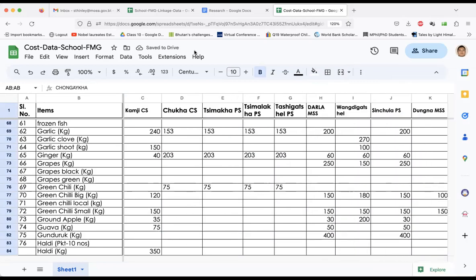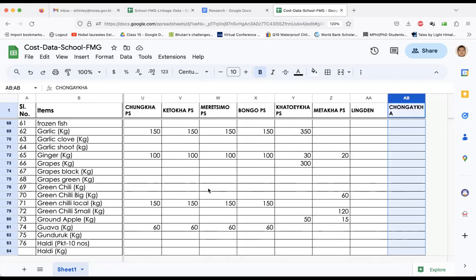So, which means we have data for all the schools. Yeah, any questions?